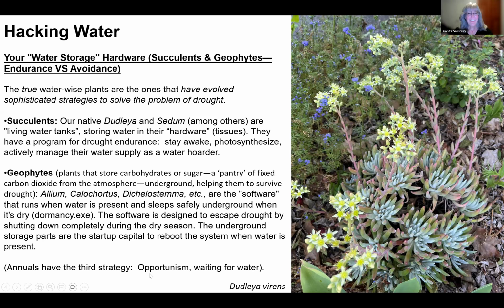There's a third strategy, which is what annual plants have, which is opportunism. They wait for the water before they sprout and do things.